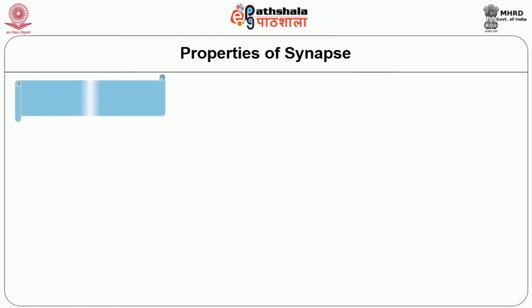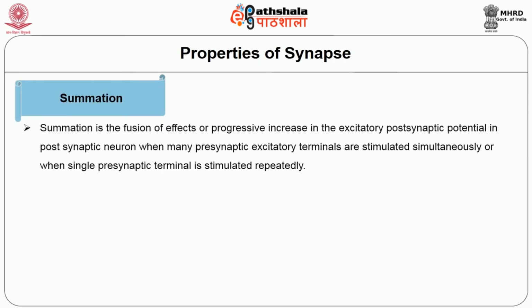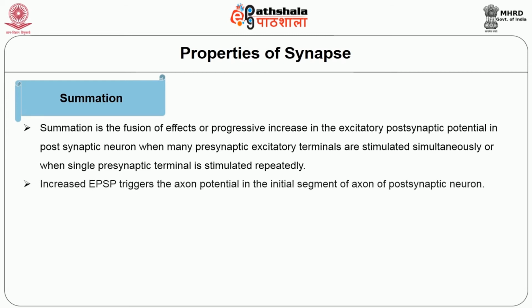synthesized. Summation. It is the fusion of effects or progressive increase in the excitatory postsynaptic potential in postsynaptic neuron when many presynaptic excitatory terminals are stimulated simultaneously or when single presynaptic terminal is stimulated repeatedly. Increased EPSP triggers the action potential in the initial segment of the axon of the postsynaptic neuron.